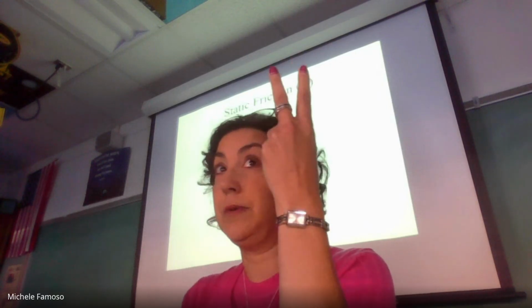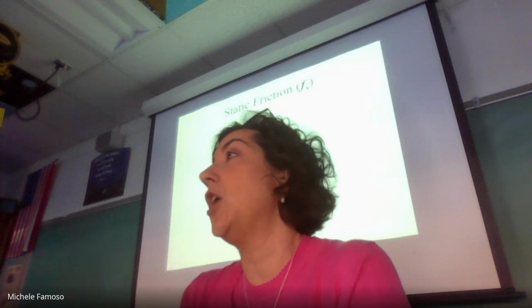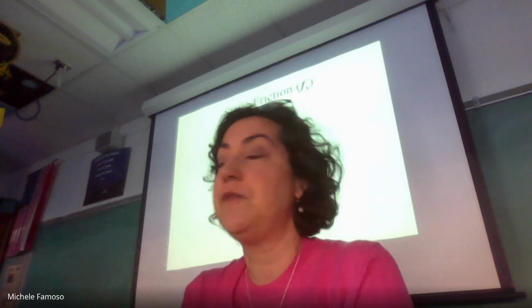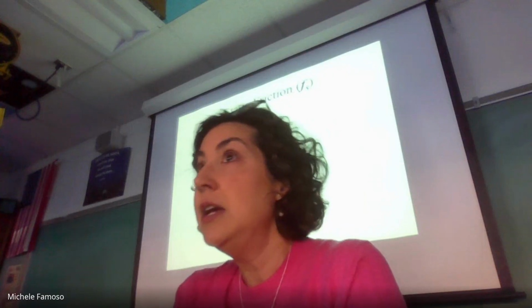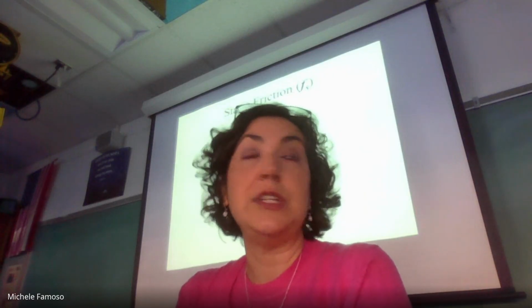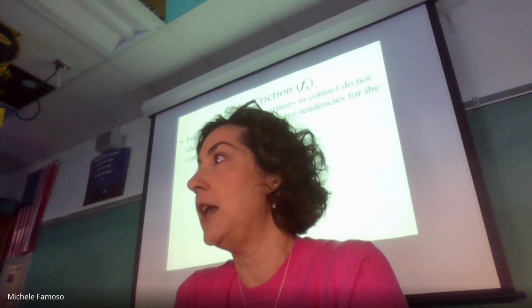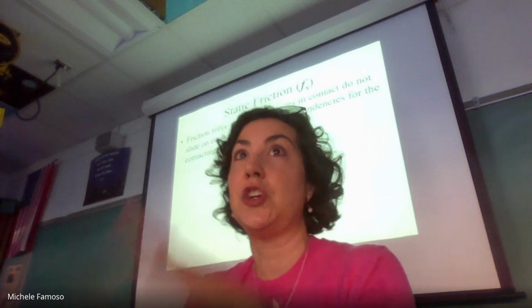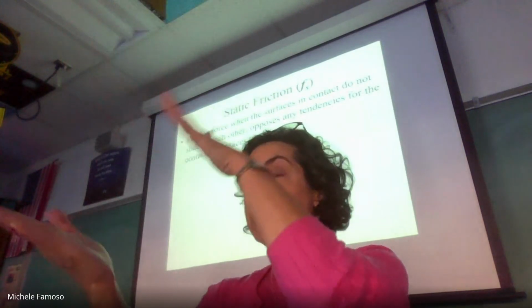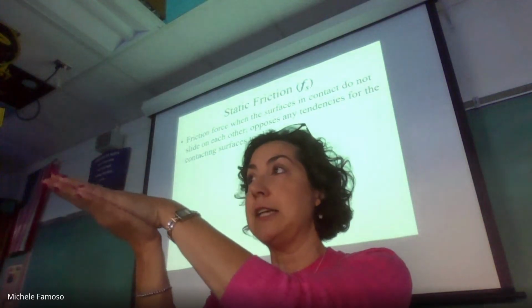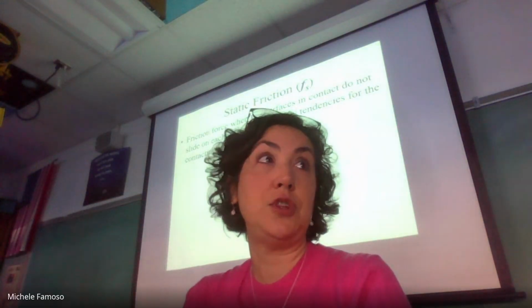3, not 2, 3. The first is called static friction. Your textbook refers to it as F_s. You can write it F_fs like we did last year. Static friction is the type of friction that exists before surfaces start to slip. So surfaces are in contact and they are not moving relative to each other.